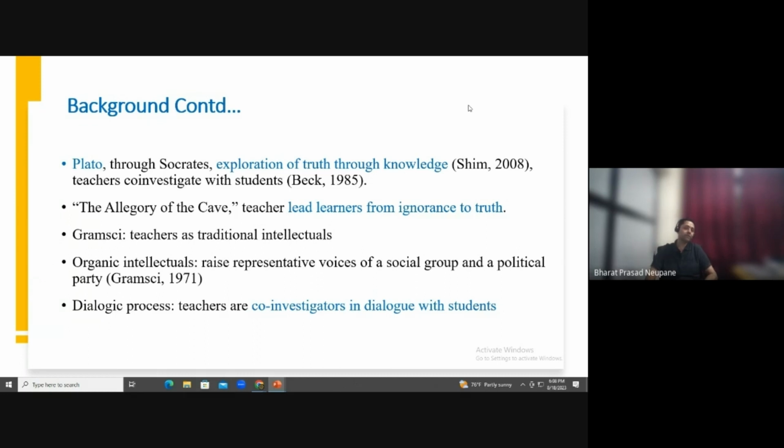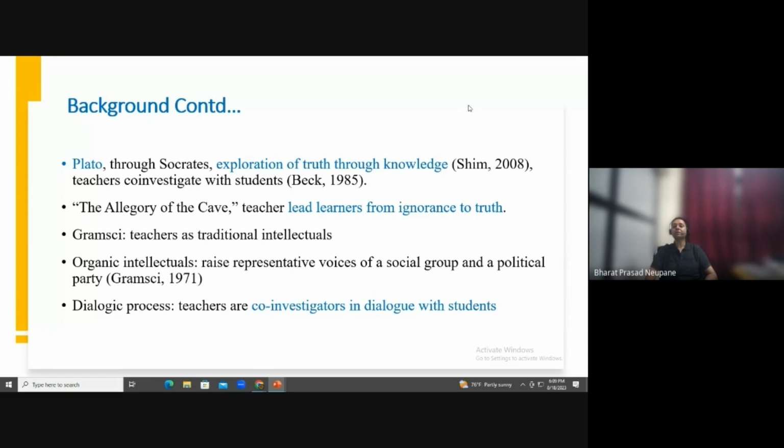And apart from these, even Gramsci has talked about teachers in the Prison Notebooks. Gramsci was imprisoned for his radical opinions, and from jail he used to write letters to his niece, and in those letters he talked about traditional and organic intellectuals. Gramsci considers teachers as traditional intellectuals, but he also notes that these teachers can be organic intellectuals if teachers raise representative voices of a social group and a political party.